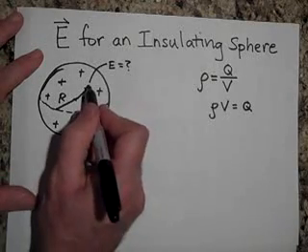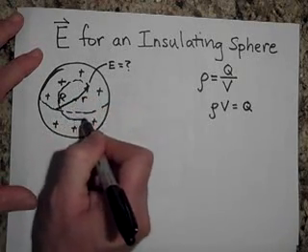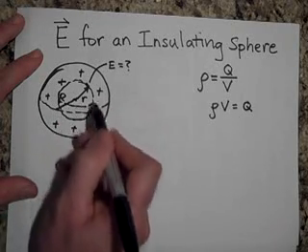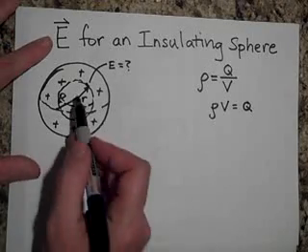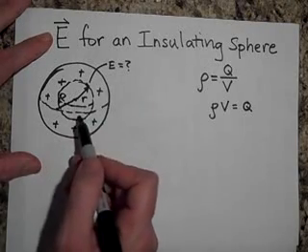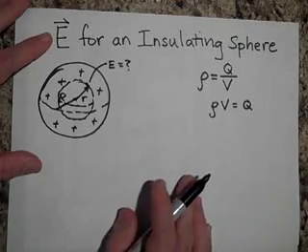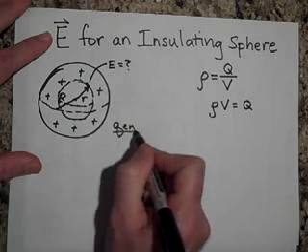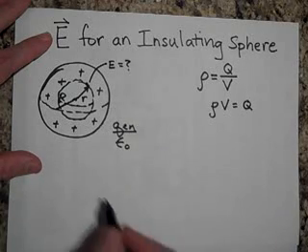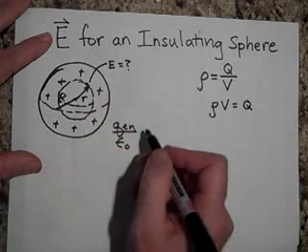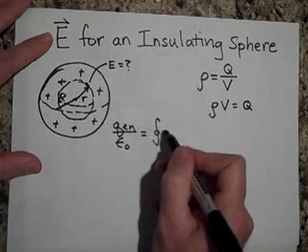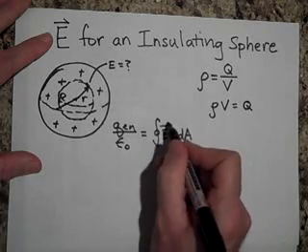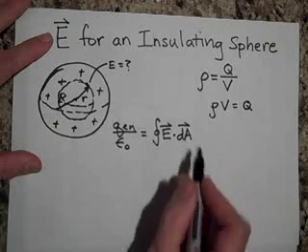Okay, so what we do is we draw a Gaussian sphere. This is a Gaussian sphere. And then we just apply Gauss's law. So the total charge enclosed by this Gaussian sphere over epsilon naught, that's the net flux. But the net flux for this Gaussian surface is also equal to the closed surface integral of E dot dA, where you add up all the little fluxes through all the little windows, all the little dAs.